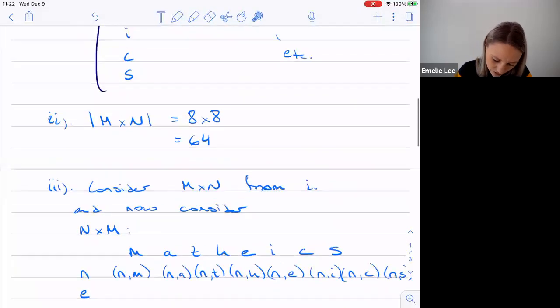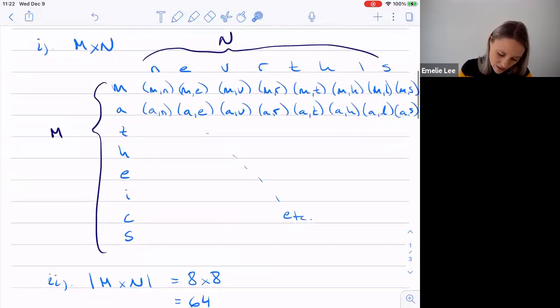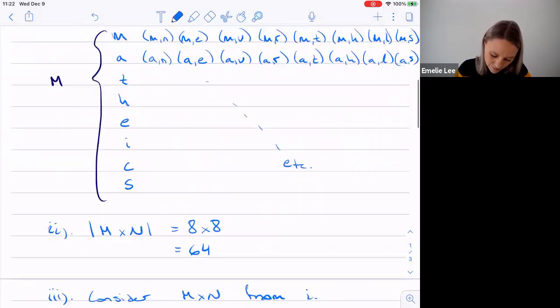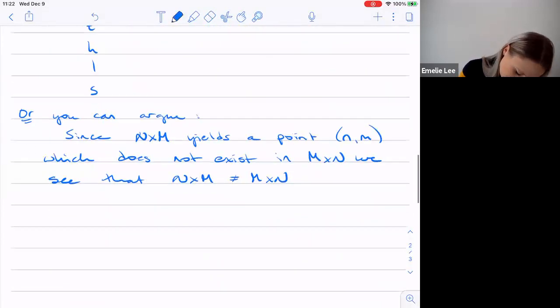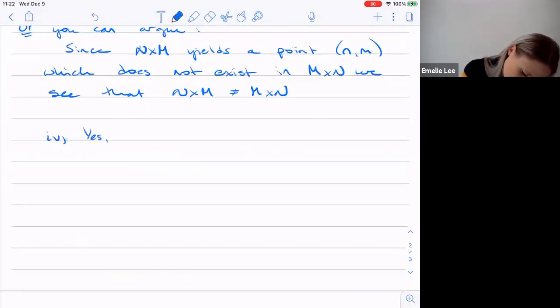And then finally, is the cardinality of M by N the same as the cardinality of N by M? Yes. All right. They don't have to have the same number of elements, they just happen to. So the fourth part, yes.